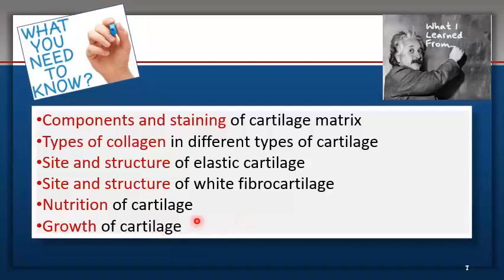Growth of cartilage occurs by two types, either appositional growth that occurs by chondroblasts or interstitial growth that occurs by chondrocytes.